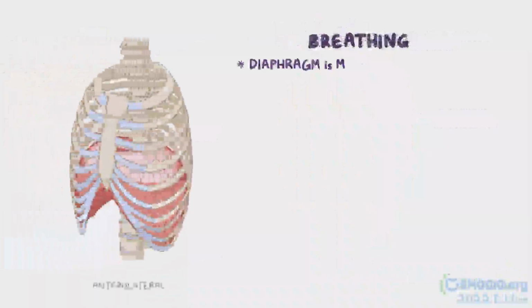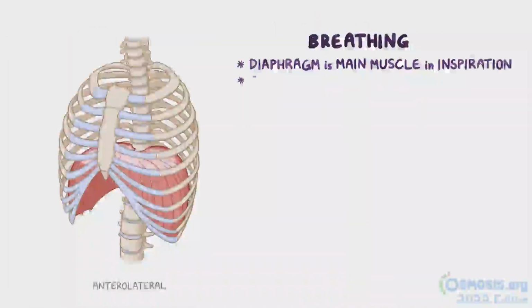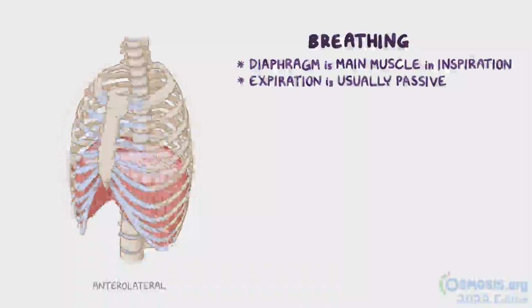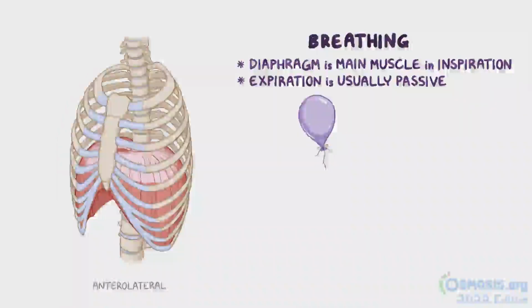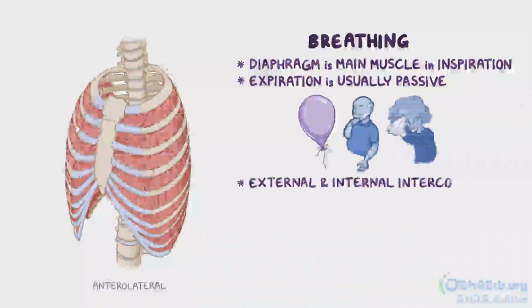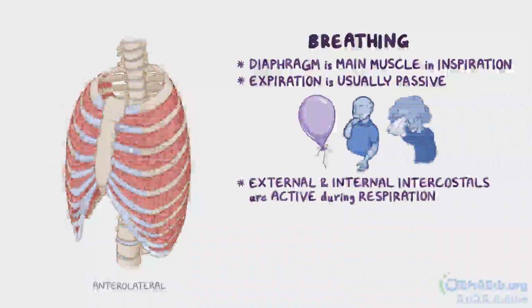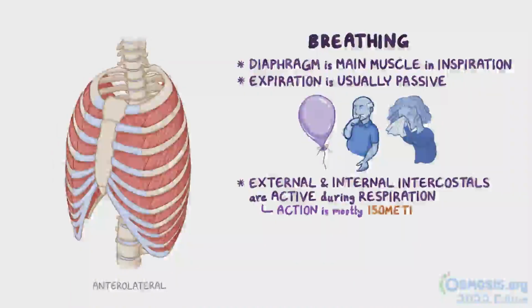Now, let's have a quick look at the anatomy and physiology of breathing. The diaphragm is the main muscle in inspiration, while expiration is usually passive, except when a person is trying to exhale against resistance, like when blowing air into a balloon, or when one's trying to expel air more rapidly, like when coughing or sneezing. Both external and internal intercostals are active during respiration, but their action is mostly isometric, meaning their contraction does not actually cause movement of the thoracic cage.